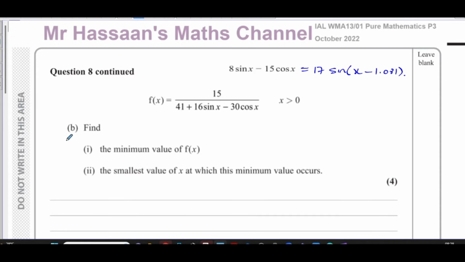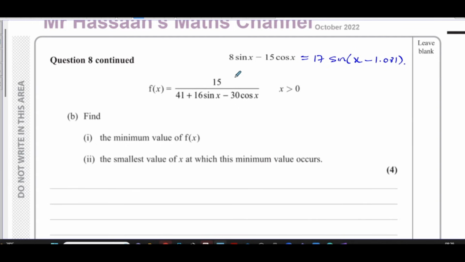Even though it doesn't say hence or using your answer to part A, you should realize that we should always keep in mind what we just did. So if I compare 8 sine x minus 15 cosine x, and this, you can see there's some sort of link here. If I look at this, this is like 41 plus 2 times what we have here. So it's 2 times 8 sine x minus 15 cosine x. So this is the same as this, which can be replaced by all of that.